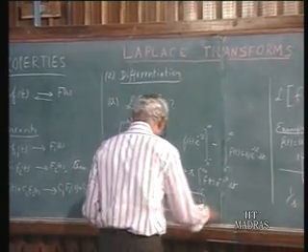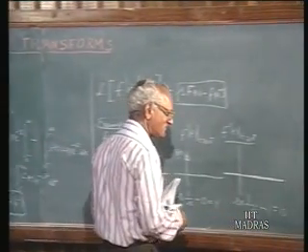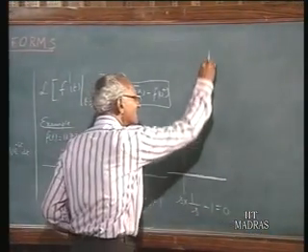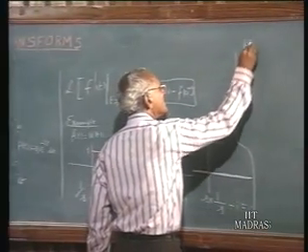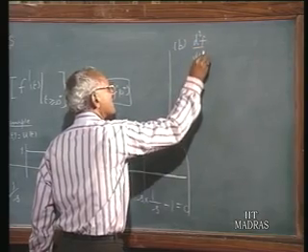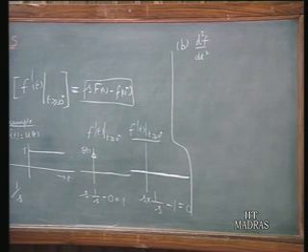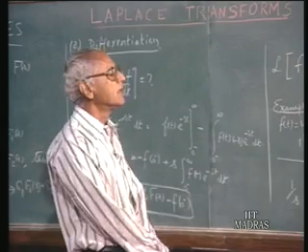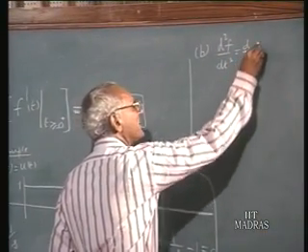Now let us proceed further and consider the second derivative of this. That means what is the Laplace transform of d squared f dt squared. Now the second derivative d squared f dt squared is after all the derivative of d by dt of df by dt.